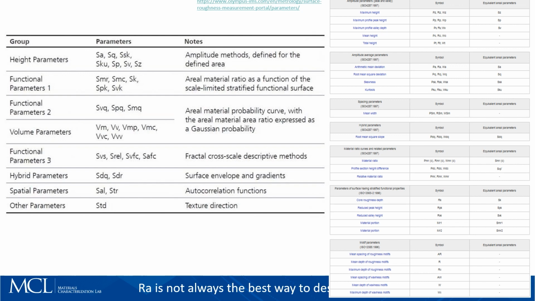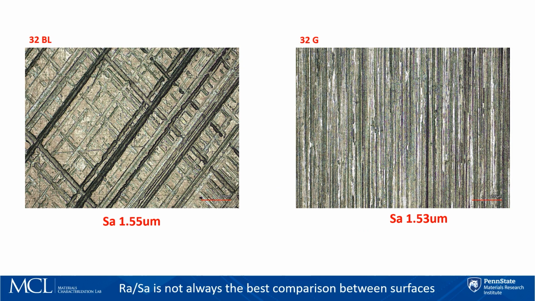So I'm going to give an example here. This is an example of 2 different common stainless steel finishes. We've got a 32 blanched versus a 32 ground. These are purposely designed to give about the same average roughness. It's a very different surface texture though. And you can see here, if I was going by average roughness, 1.55 versus 1.53, if I took a bunch of different scans here, essentially these are too close together to tell me any difference between these samples. However, by eye, there's clearly a difference between the 32BL versus the 32G sample.